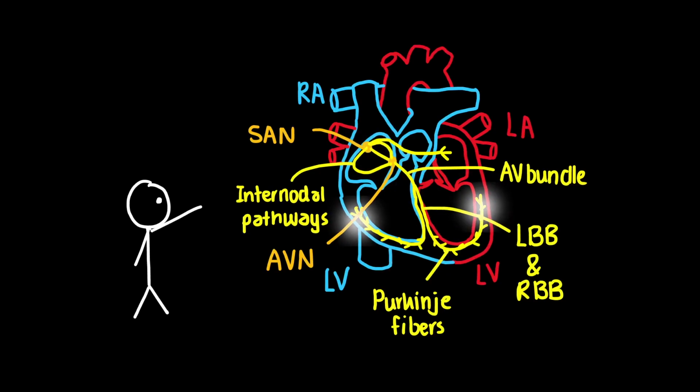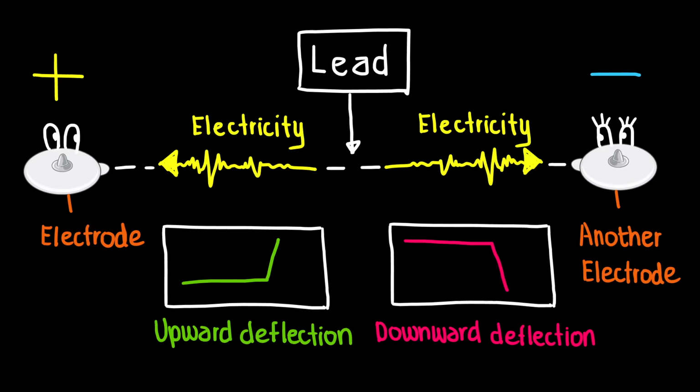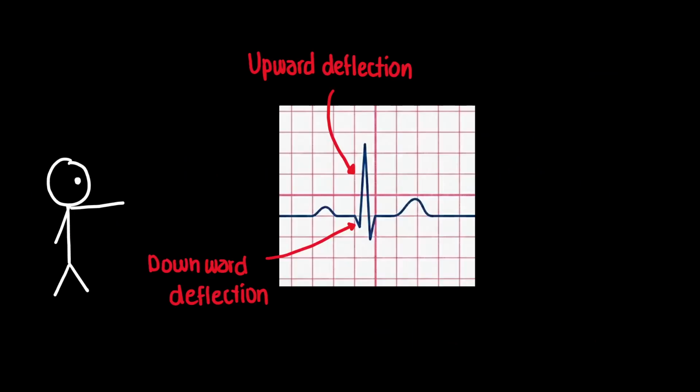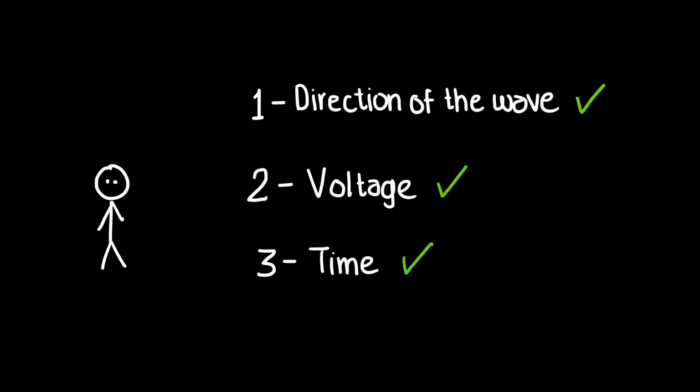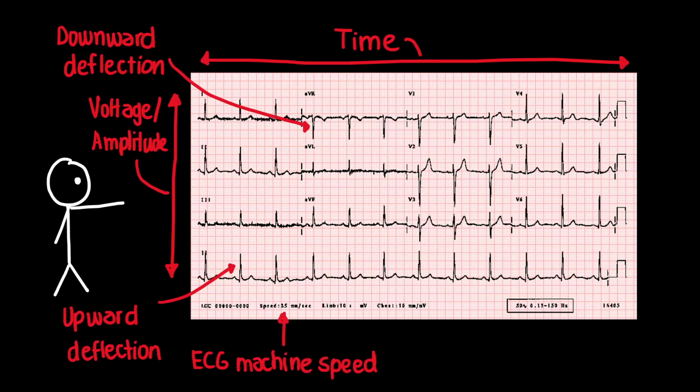So let's close the loop. The heart generates electricity. The leads capture it and determine direction, toward or away from the positive pole. And the paper draws it, converting that signal into something you can see, measure, and read. Horizontally, time; vertically, voltage. 3 components: direction, voltage, and time. Now you have all 3. The ECG paper is not a mystery, it's a grid. And now you can read it.